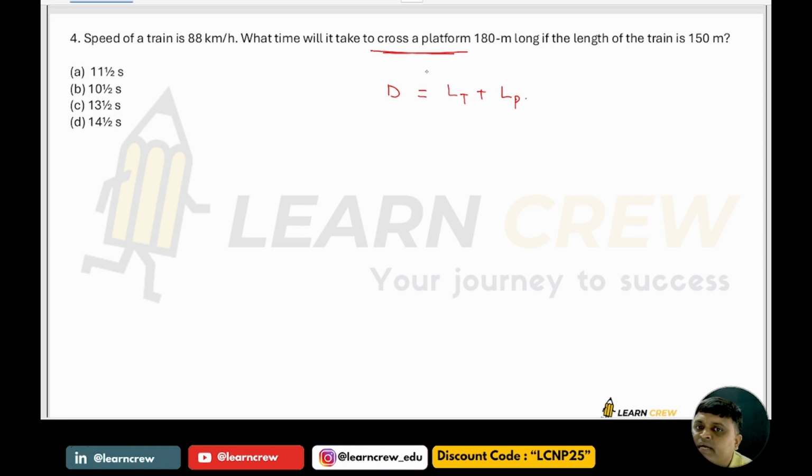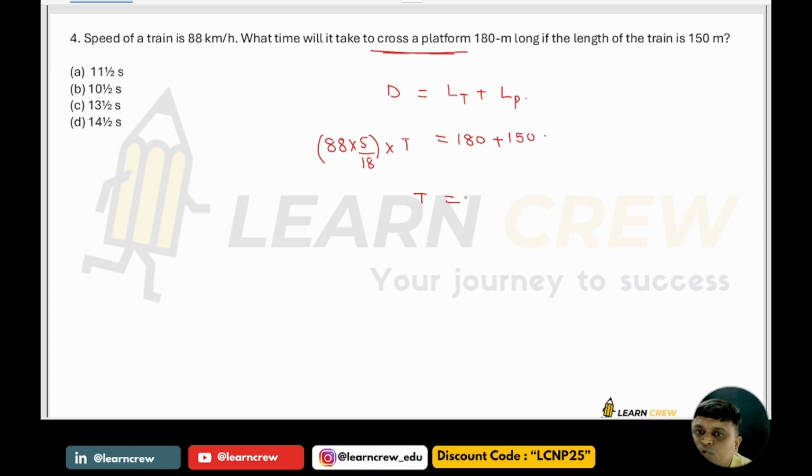It is given that the length of the platform is 180 and the length of the train is 150. The speed is given as 88 km per hour. Convert it into meters per second by multiplying with 5 by 18. Distance is speed into time. How much time will it take? So if you simply apply this, how much are you going to get?